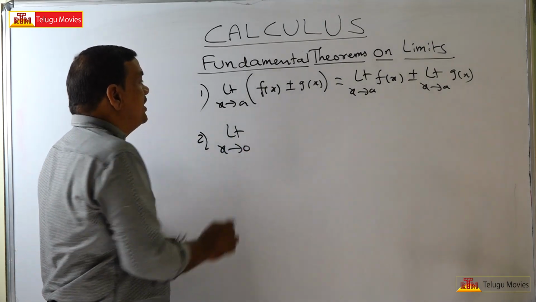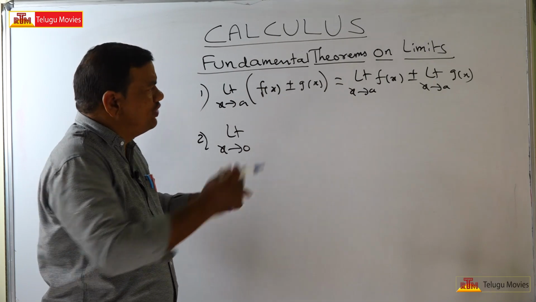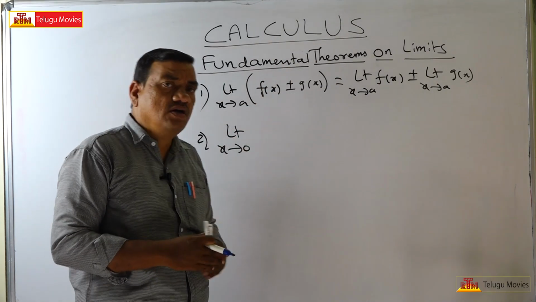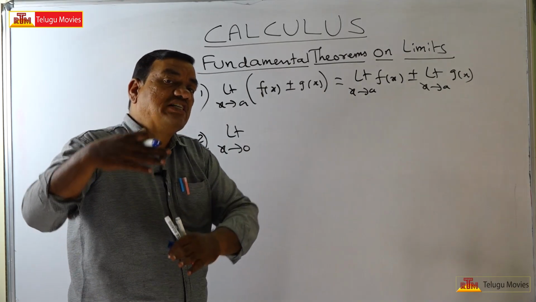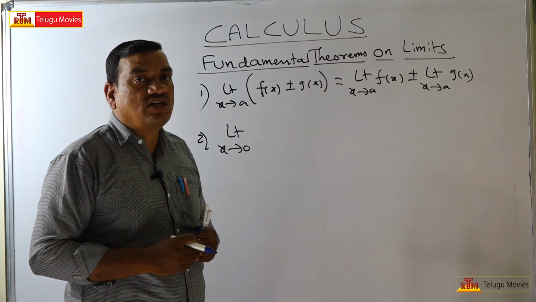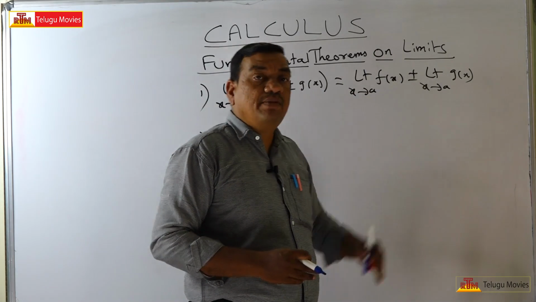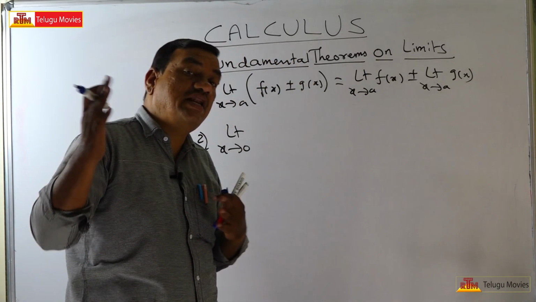This is an addition between two functions. We can extend this theorem also. That means f of x plus g of x plus h of x and so on, some n number of functions are there. You can apply the limit as x tends to a to any number of functions.